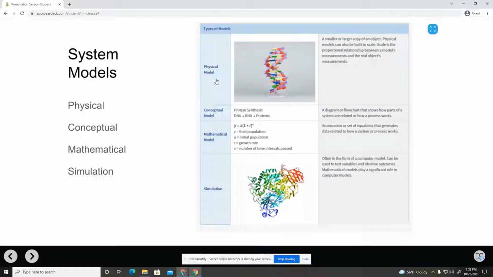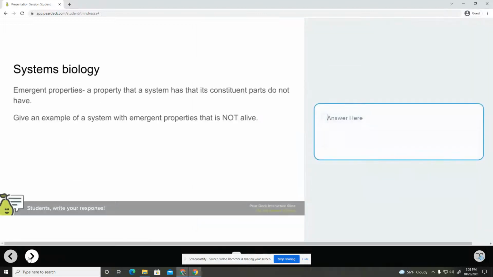We talked about these system models. A physical model you can touch. A conceptual model is like a flow chart. A mathematical model is any kind of equation, and a simulation is a computer generated way to manipulate variables in some type of system.